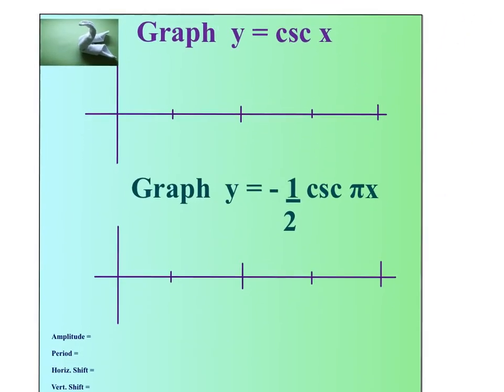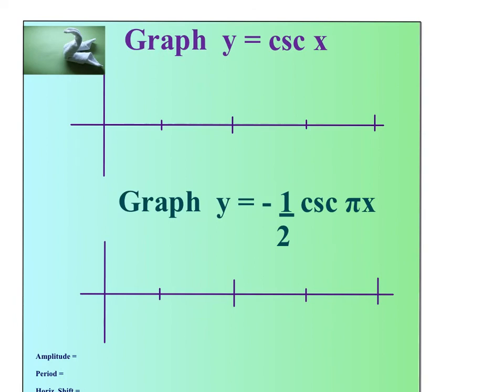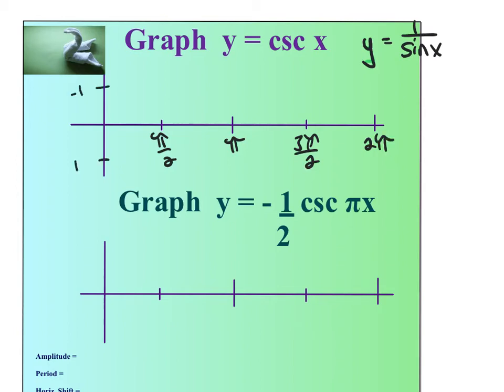Okay, moving on to cosecant, very similar to sine. So remember, cosecant is 1 over sine x. So I'm going to graph sine x, which goes from -1 to 1, starts at 0, 0.